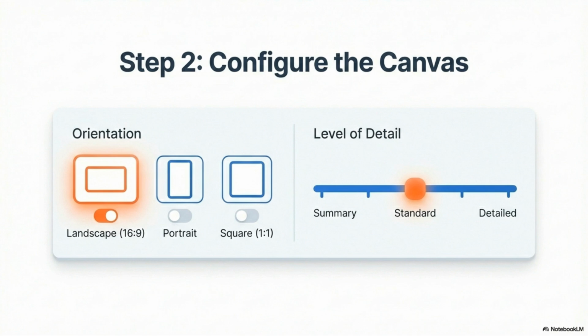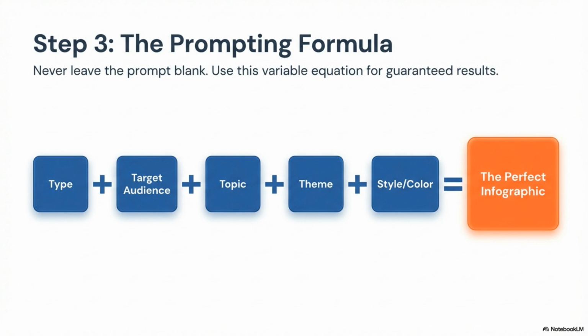Step 2 is to configure the canvas. Here, you select the orientation, such as landscape, portrait, or square, and the level of detail, from summary to standard or detailed. Step 3 is the prompting formula.